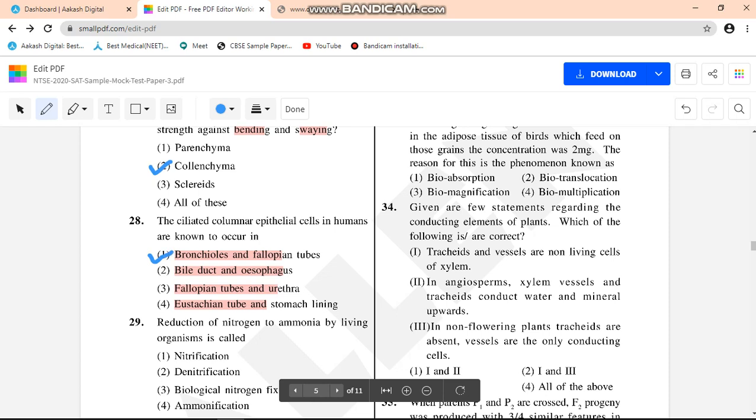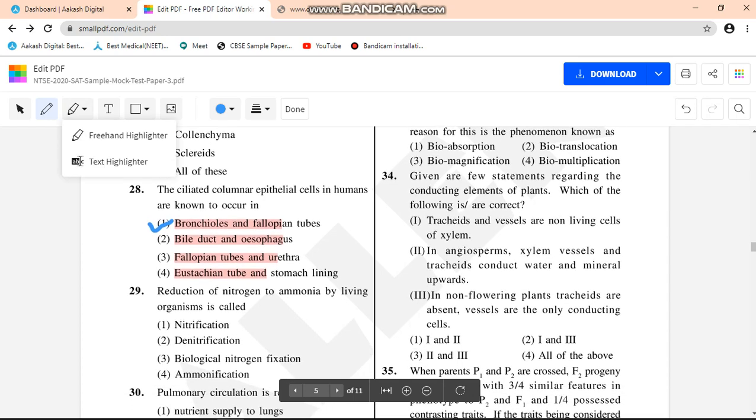And friends, ciliated columnar epithelial cells. These are the primary target point of what? Of common cold viruses like influenza or rhinovirus.